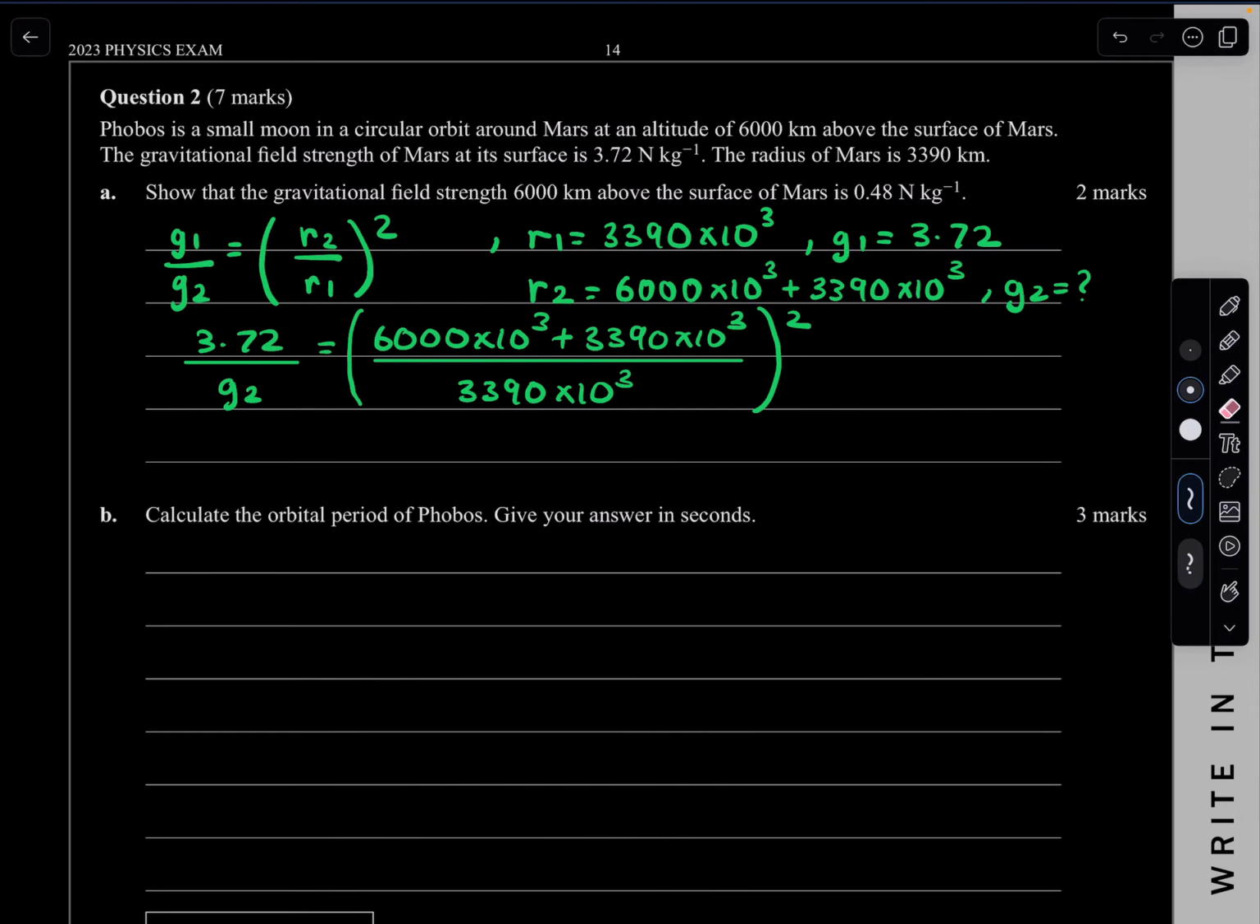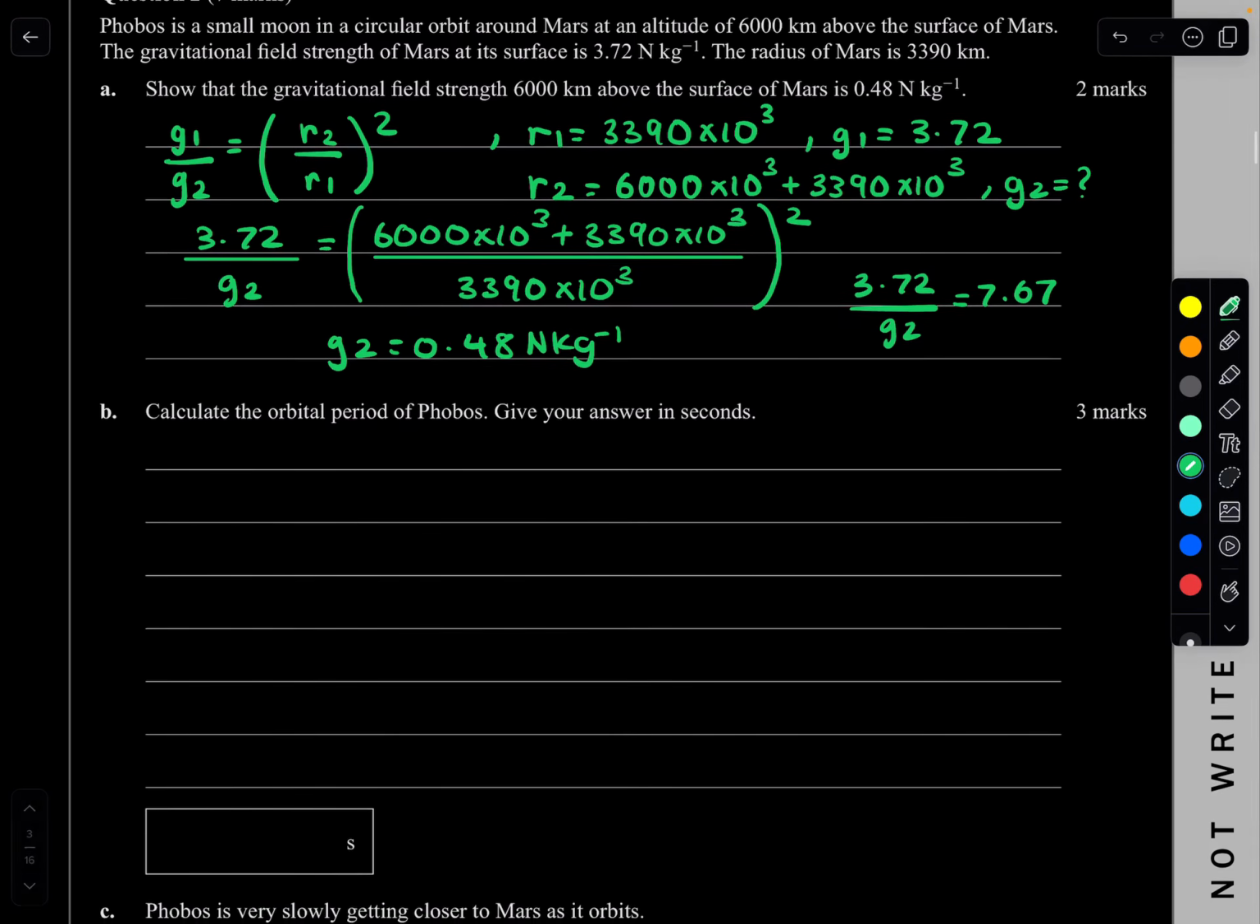So I'm putting this on my calculator. Write it now. So 3.72 over g2 is going to be equal to what? Let me do that. It's a lot. So 6,000 times 10 to the power of 3 plus 3,390 times 10 to the power of 3, over 3,390 times 10 to the power of 3, all squared. That gives me 7.67. And so g is 3.72 divided by that. So my g2 is 0.484, which is basically this over here.